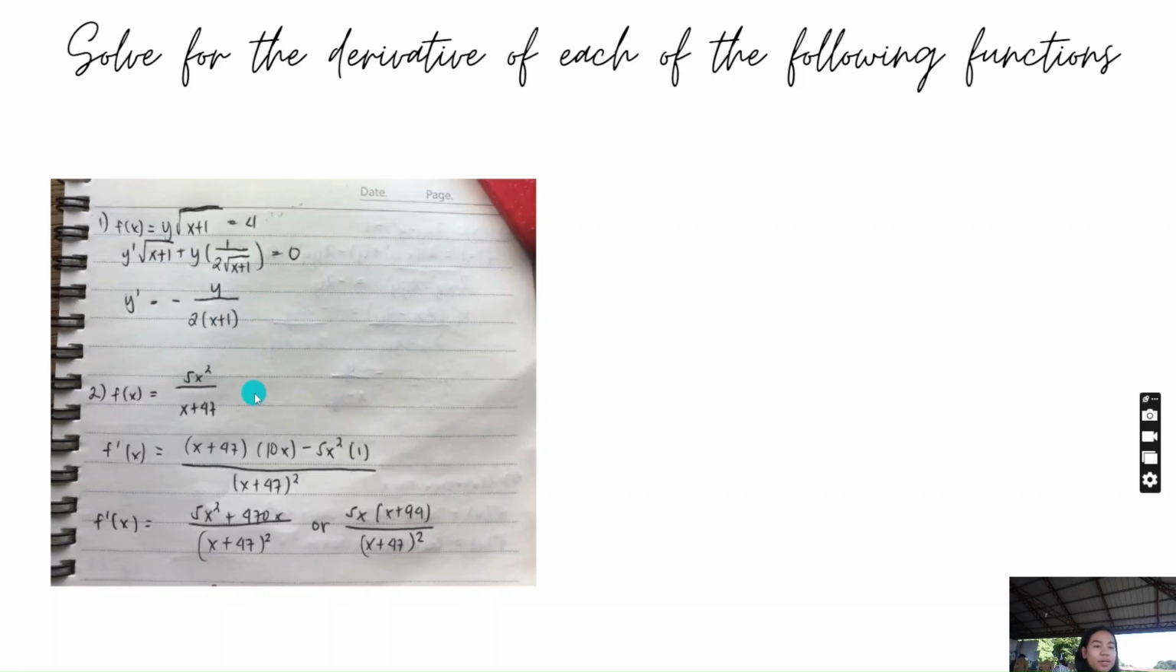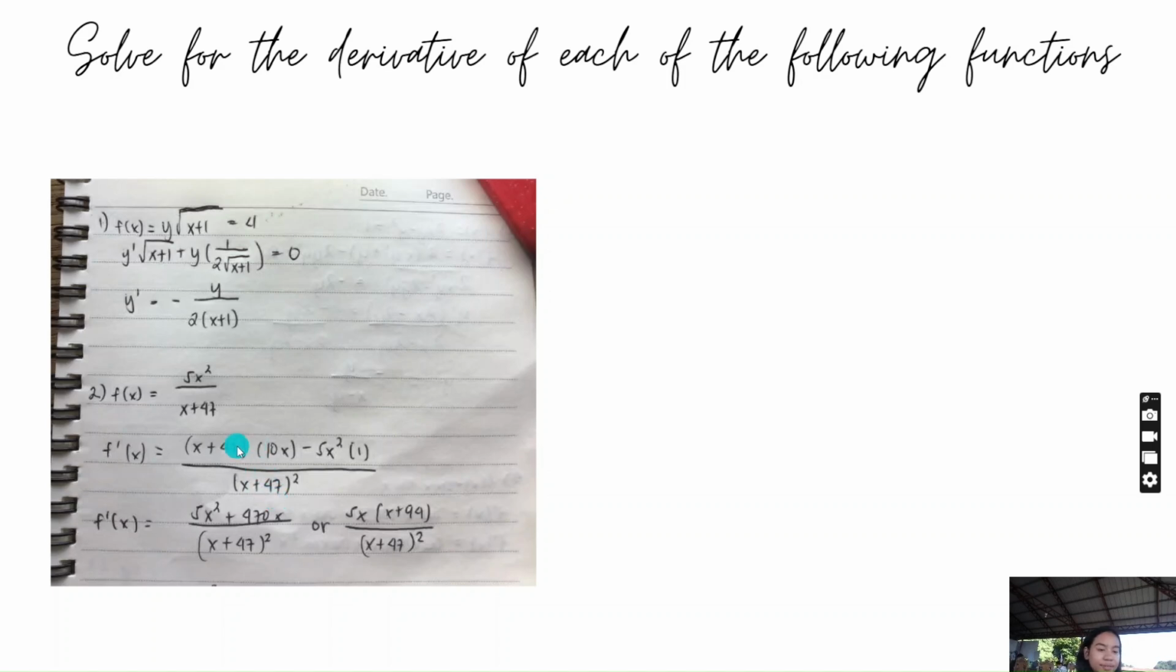Moving on to number 2, we are given the function f of x equals 5x squared all over x plus 47. This function can be differentiated using the quotient rule, which is v du minus u dv all over v squared. So 5x squared would be our u, and x plus 47 would be our v. That is why we have x plus 47 squared.